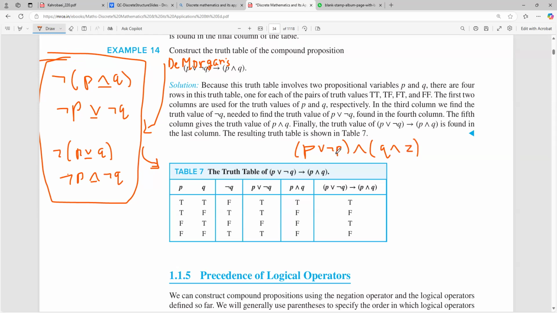Well, P or not P is always true. So this is true and Q and Z. This is true, and this is always going to be whatever this is. This ends up being Q and Z. This is a very simple example, but I just wanted to show you an example of what she might ask.